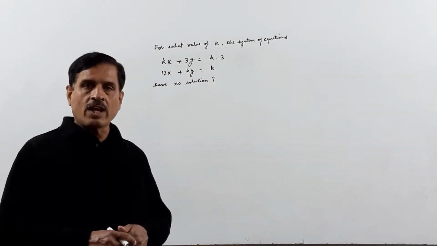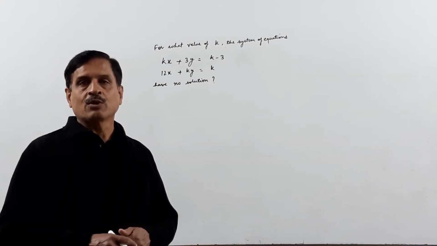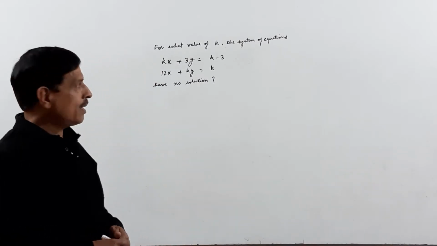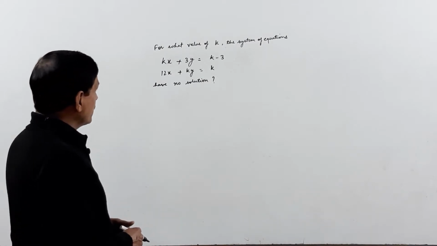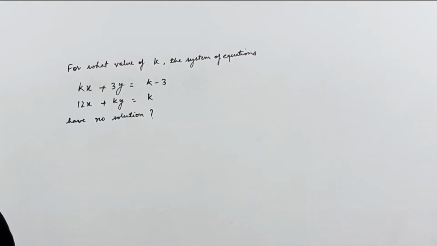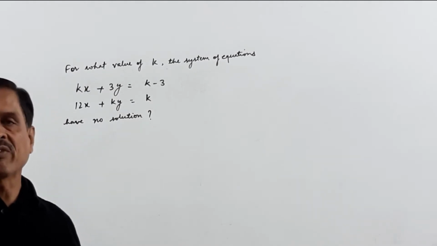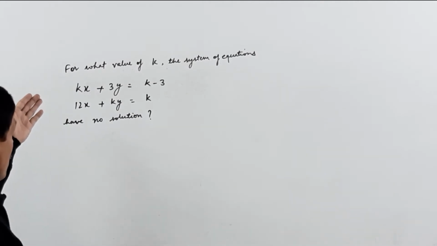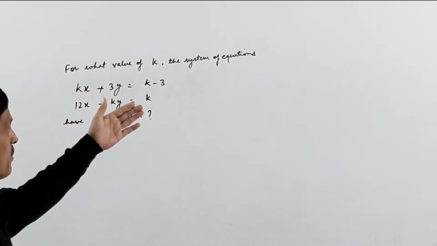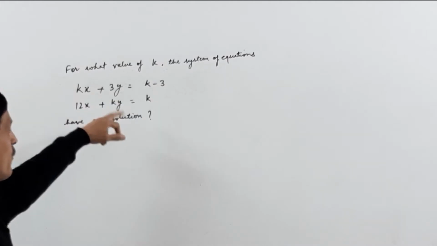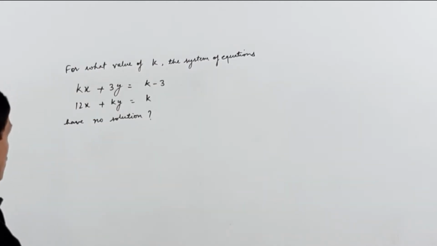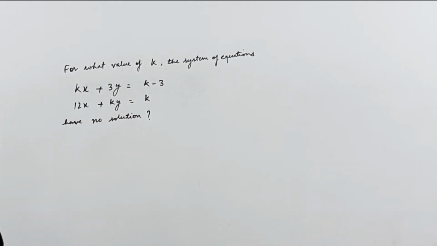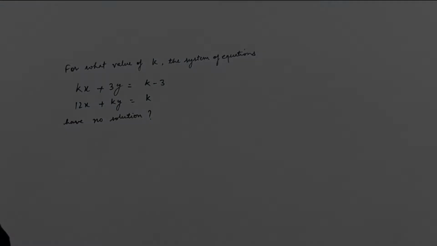Students, today we will discuss some problems on linear equations in two variables. We have already discussed the conditions for solvability of the equations. In this question, for what value of k does the system of equations kx + 3y = k - 3 and 12x + ky = k have no solution?